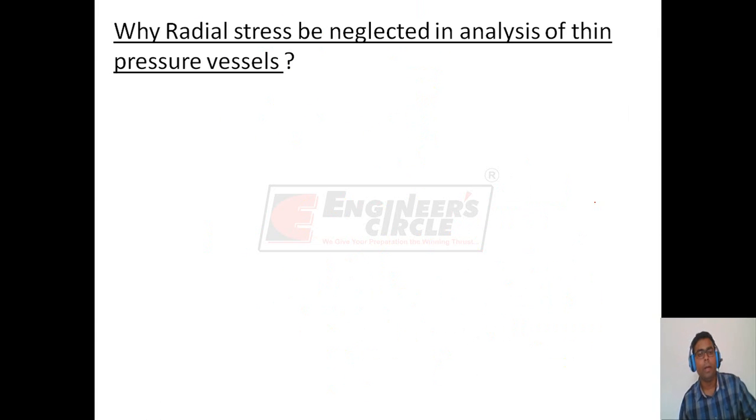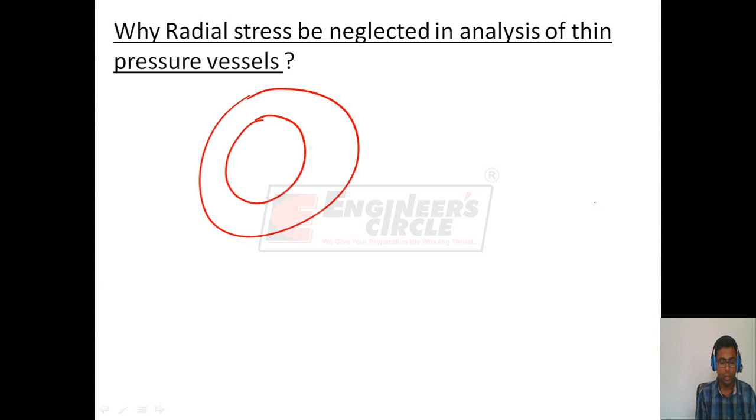Now, why have we neglected radial stresses in the analysis of thin pressure vessels? We can see that when this cylindrical pressure vessel is subjected to inside pressure P, consider this point. A differential element is shown by this red shaded area. On this differential element, a pressure P is acting from inside. So if we want to write the radial stress at r equal to r i, that is at the inside radius, then it will be minus P, because it is compressive in nature.